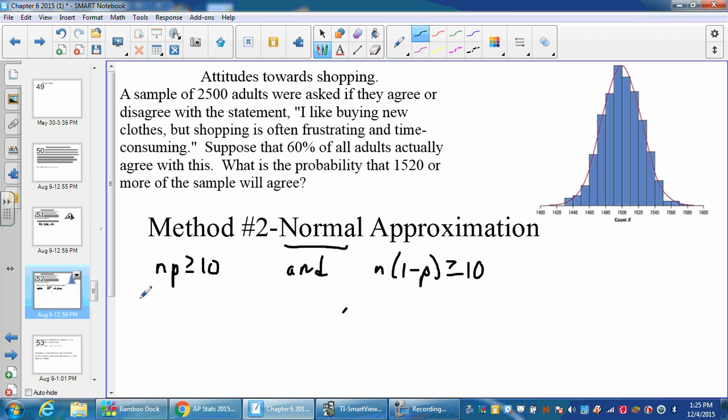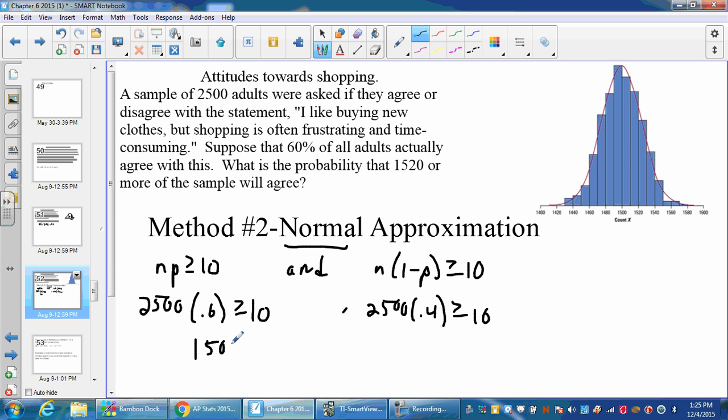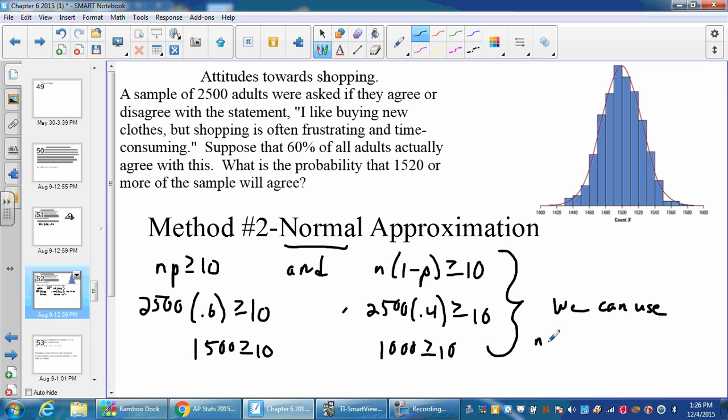So our n is 2,500. Probability of success is 0.6. We just have to multiply those to see that they're more than 10. And they're way more than 10. So 2,500 times 0.6, that's 1,500. That's way more than 10. And then times 0.4, these two numbers have to add up to 2,500, so I know that that's 1,000. We could plug it in our calculator, but these two will always add up to that number. So both those are greater than 10, so we can say we can use normal approximation.